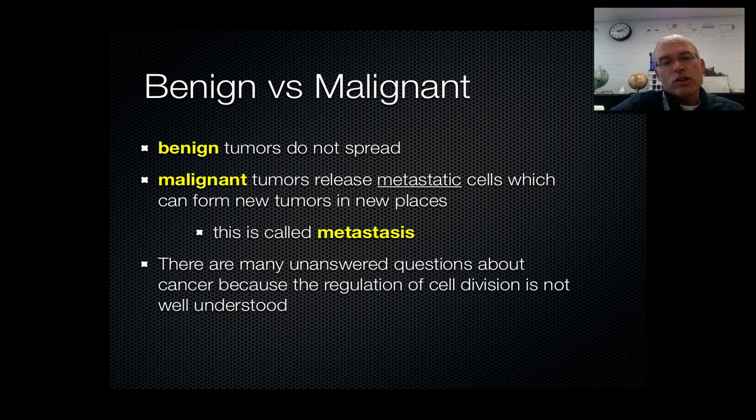So these cells are travelers, and they're called metastatic cells. And this is a bad thing. That's why it's always easier to cure cancer if it's caught early and the tumor is removed before it has a chance to metastasize. There are many questions about cancer that are unanswered to this day because we really don't understand all the ins and outs of regular cell division in normal cells. So maybe one day you guys will become oncologists and contribute research to this burgeoning field. There's a lot of work that needs to be done to solve the cancer problem.